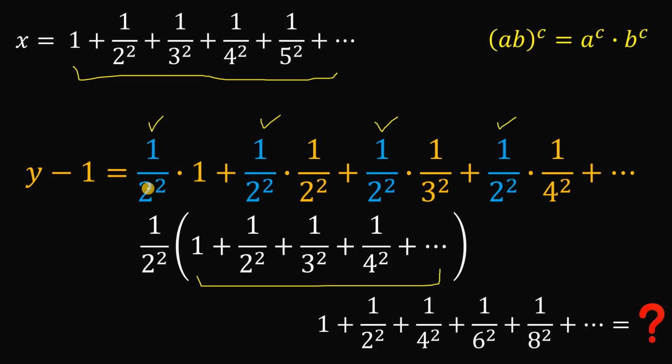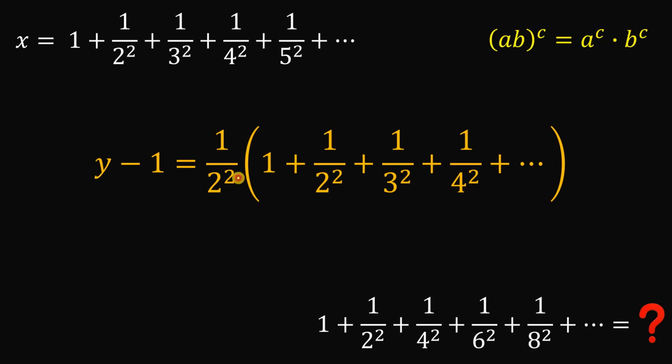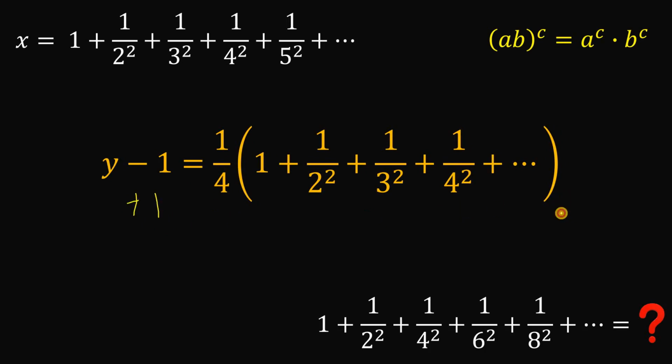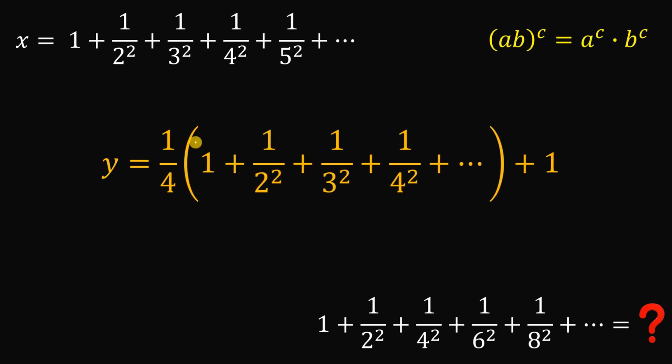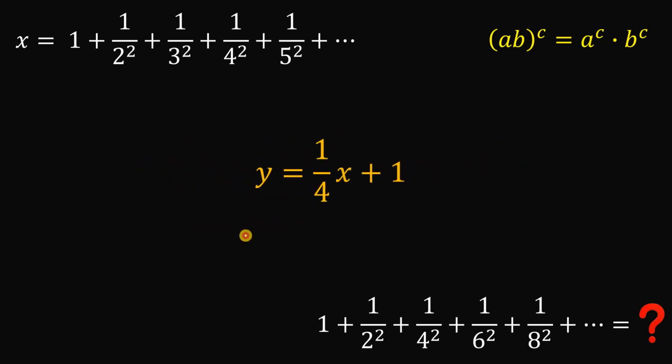Alright, so going back to our equation, let's replace this with its factored form. Now, let's simplify. This 2 raised to the power of 2, we know is just 4. And why not? Let's add 1 on both sides to get the value of y. Now, this is very interesting because this expression right over here is just x. So we can replace this with x. And there you go. We rewrite this expression, which is just y, in terms of x. And this is equivalent to 1/4 x plus 1.